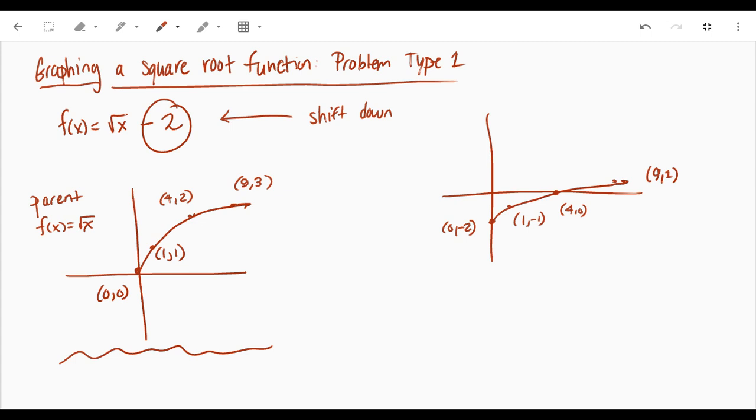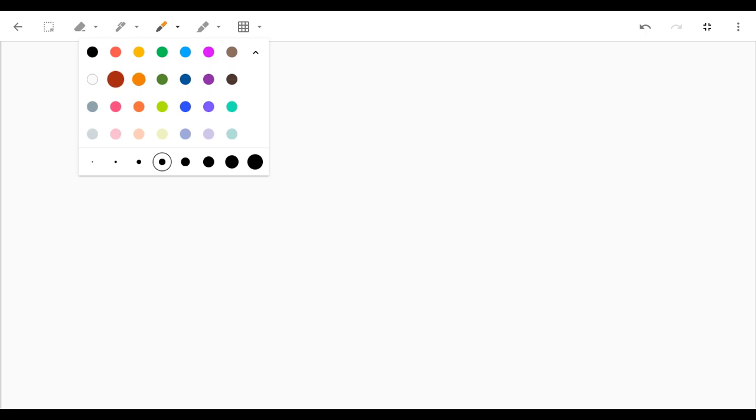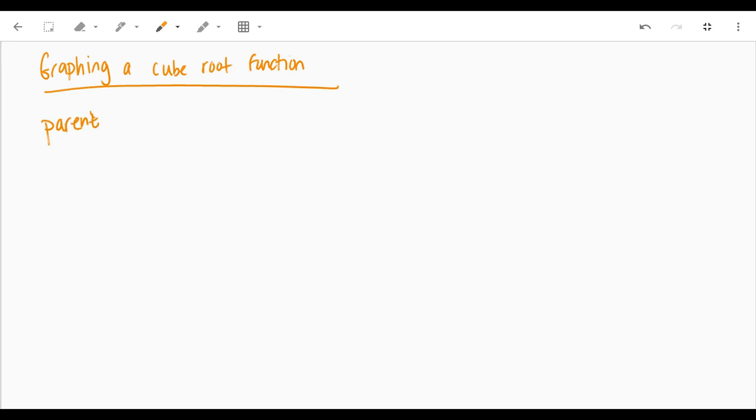Okay, next one, graphing a cube root function. Another one of our parent functions. Okay, actually no, cube root wasn't one of your parent functions, right? Graphing a cube root function. It's actually the inverse of the cubic function. Okay, so you've seen something similar. Let's do our parent. I don't know if you guys do cube root functions in pre-calc.